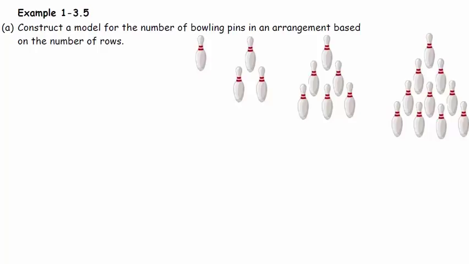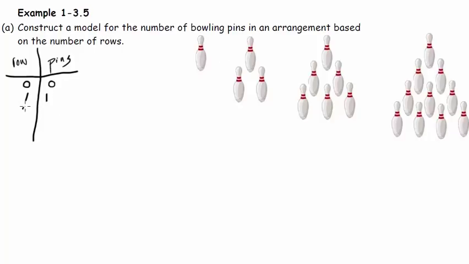Now, this is a little tougher. So we want to construct a model for the number of bowling pins in this arrangement based on the number of rows. Alright, so what I might do to help me, I might start over here and make a little chart here, see if that helps us. Alright, so if I have 1 row, well, I'll start here, 0 rows. If I have no rows of pins, I have no pins. If I have 1 row, I have 1 pin.